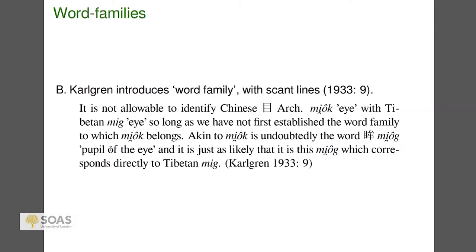He says, it is not allowable to identify Chinese mu with Tibetan mik so long as we have not first established the word family to which mu belongs. Akin to mu is undoubtedly the word, I don't know the reading of this one, but probably also something like mu, which means pupil of the eye. And it is just as likely that this word is the one that corresponds directly to Tibetan mik.